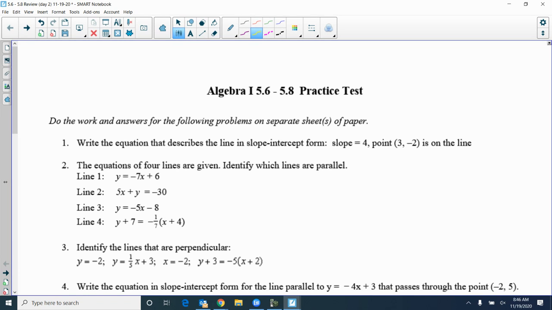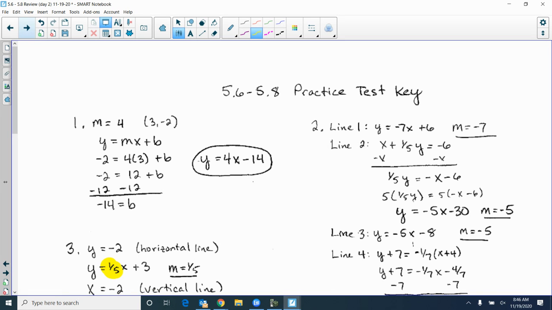All right, so on this one, it gives me the slope. The slope is 4, so I can automatically plug that in. But what I don't know is this b value. So I'm going to use that point, 3, -2. My 3 is going to get plugged in for x. The -2, the y value, is going to get plugged in right here. So -2 equals 4 times 3 plus b. 4 times 3 is 12. Subtract 12, I get -14.